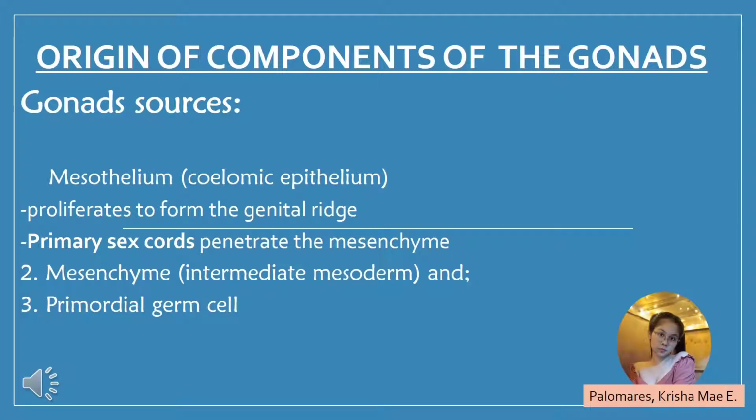The gonads develop from three sources: the mesothelium or the coelomic epithelium, which is the one lining the posterior abdominal wall; the underlying mesenchyme, also called intermediate mesoderm; and the primordial germ cell or the PGC. The mesothelium proliferates to form the genital ridge, a bulge of tissue medial to the mesonephros. From this epithelium, primary sex cords penetrate the mesenchyme.